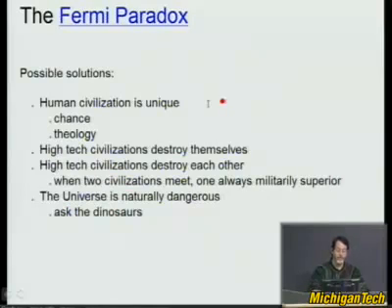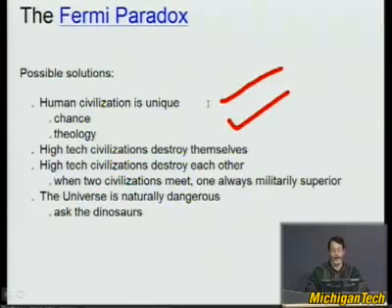One is that human civilization is unique, and this could be because of chance. It might be that some of those numbers in the Drake equation are actually much lower, and we were guessing at them, but if we could actually calculate it in some more fundamental way, the numbers would come out much lower, and we're lucky to even have existed. Theology comes into it, and that's a hot topic, so we'll just leave that go right here.